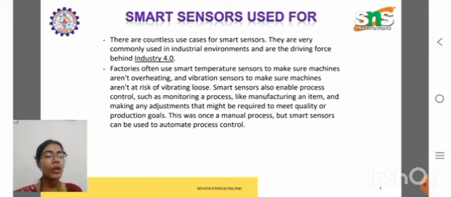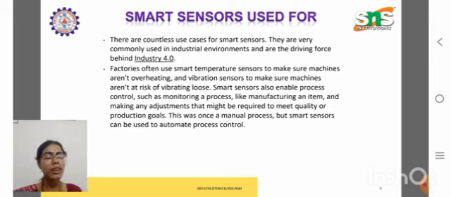Smart sensors also enable process control, such as monitoring a process like manufacturing an item and making any adjustment that might be required to meet quality or production goals. This was once a manual process, but smart sensors can be used to automate process control.